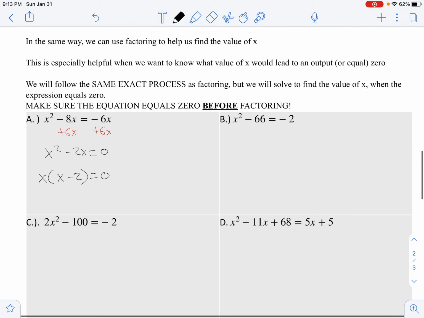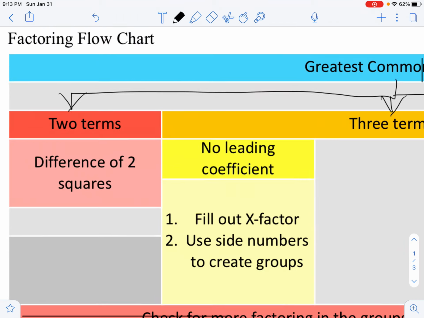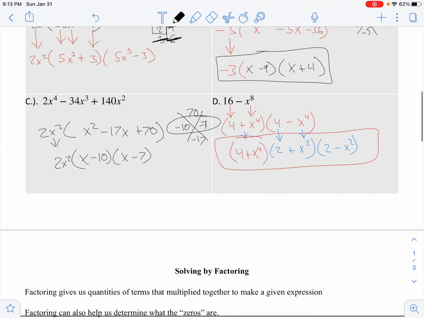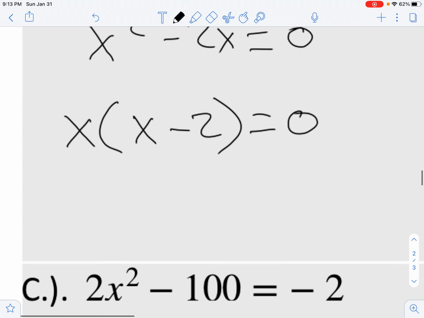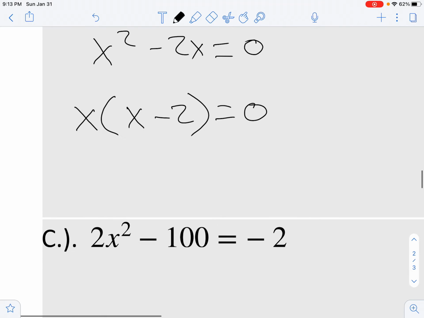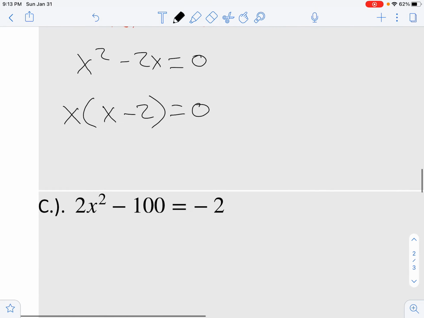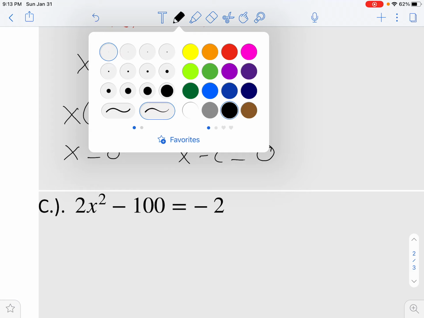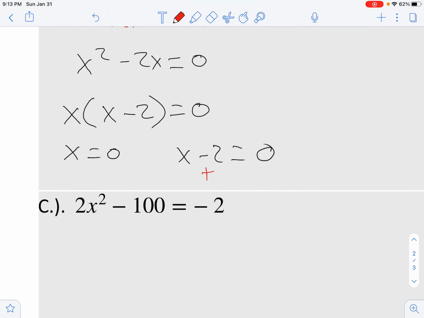And then I'm going to look for my special pattern. Do I have a pattern of difference of two squares because it's two terms? And here the answer is no. So here's what we're going to do. We're going to take our outside value and set it equal to 0. We're also going to set our inside value equal to 0. And then we need to solve, because this is saying what value would x have to be in order to get everything to equal 0.